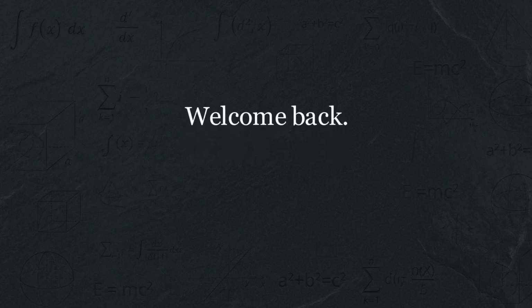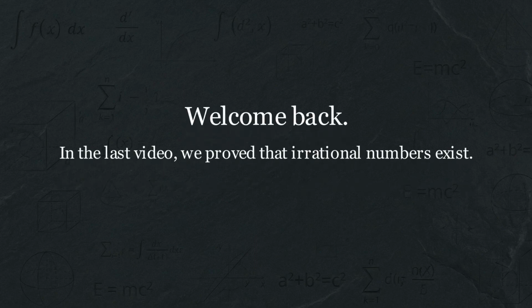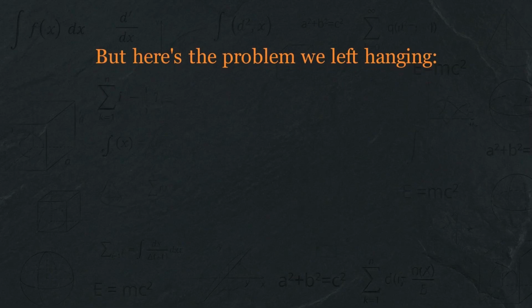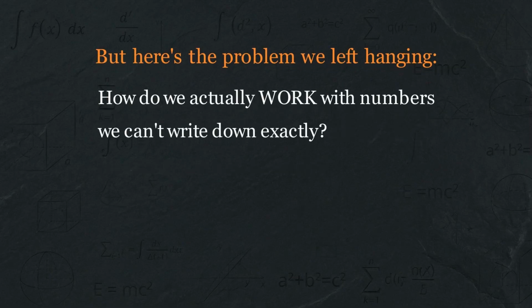Welcome back. In the last video, we proved that irrational numbers exist. Square root of 2, square root of 3, even Euler's number e, all irrational. But here's the problem we left hanging. How do we actually work with numbers we can't write down exactly?